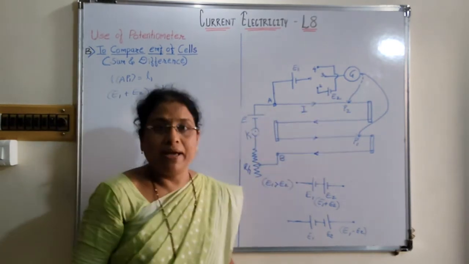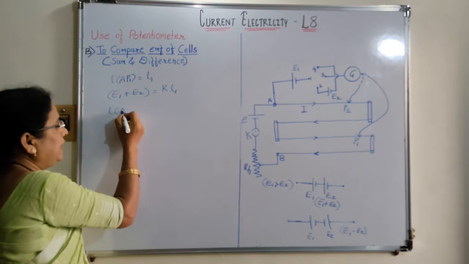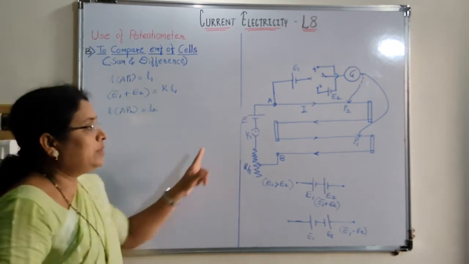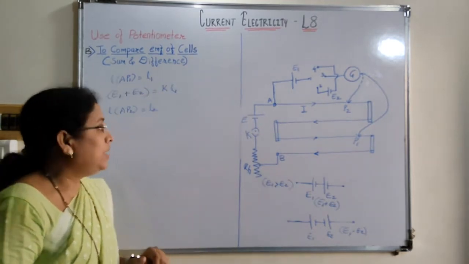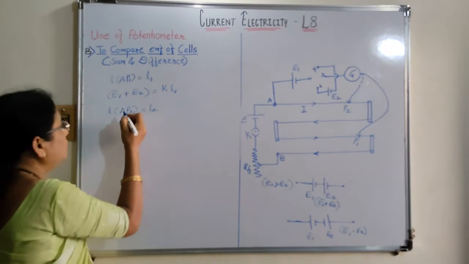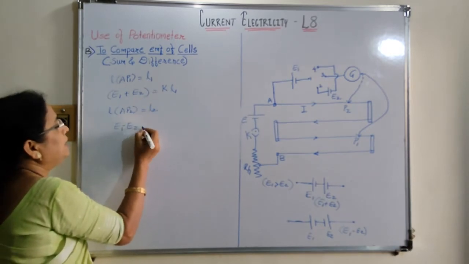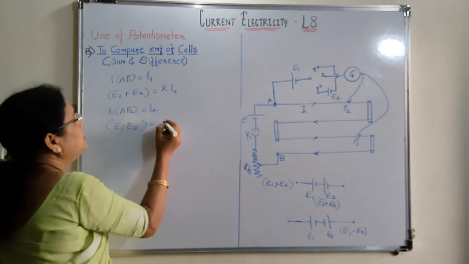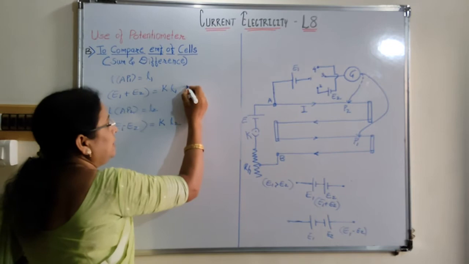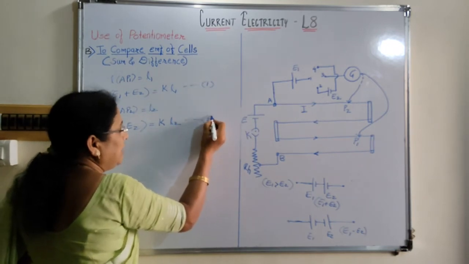Measure the length of the wire AP2, the length of the wire between point A and P2. Suppose we consider it is L2. We can measure it from the scale given on the wooden board. Now, as the length L2 is balanced, the difference of the cells E1 minus E2, again by using the principle of potentiometer, I can say E1 minus E2 is equal to K into L2. This is your equation 2, when the cells are connected in opposing manner.